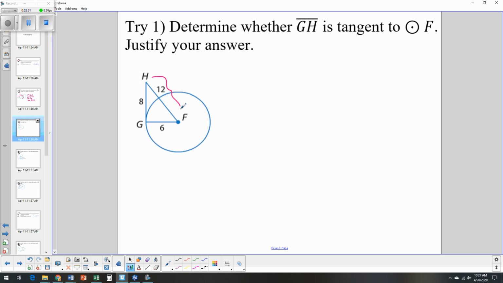All right, so if you've done the work, we know that was 12 and 6, so this entire side was 18. We would have ended up with 324 does not equal 100. So this is not tangent. Okay?